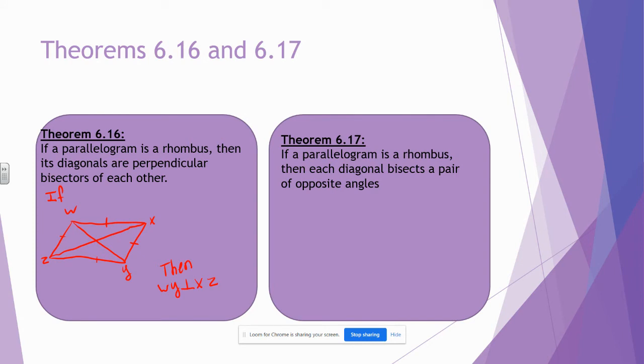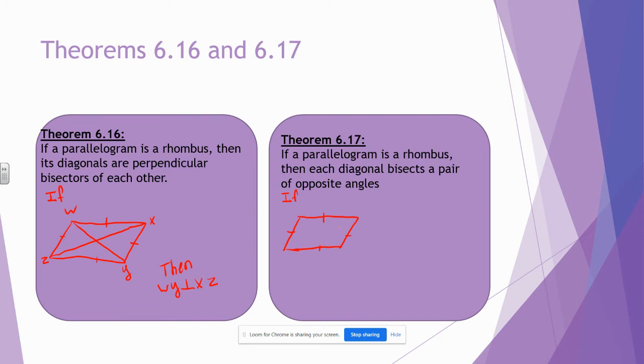Theorem 6.17 tells us that if a parallelogram is a rhombus, then the diagonals bisect a pair of opposite angles. So, again, I'm going to give you a very poorly drawn rhombus.